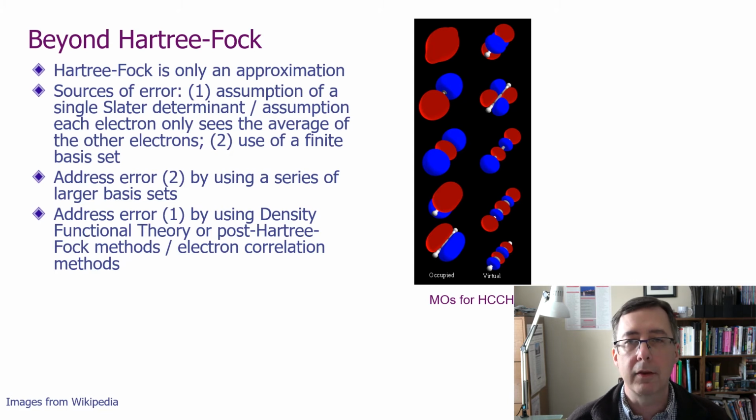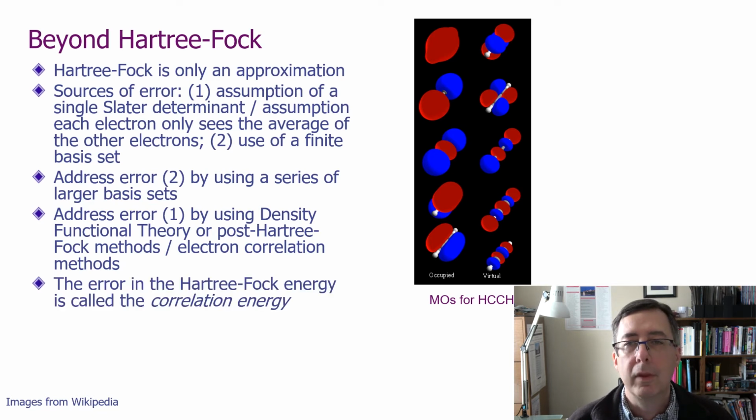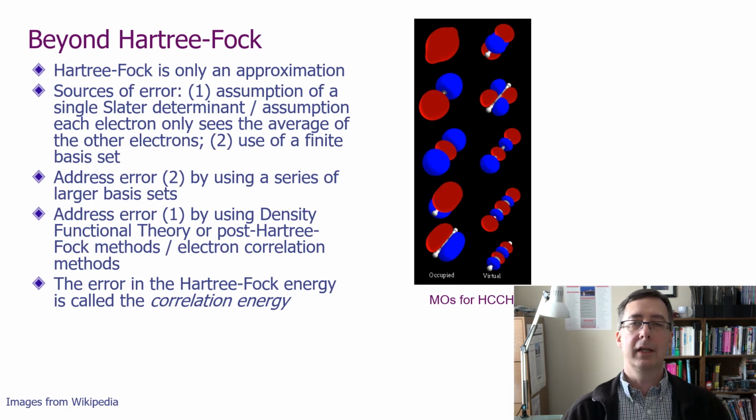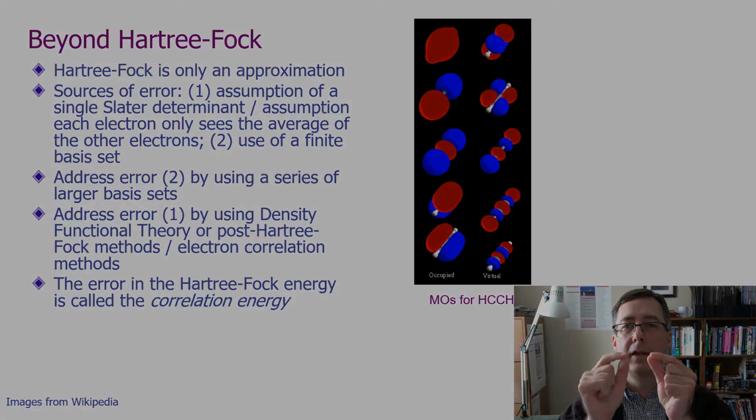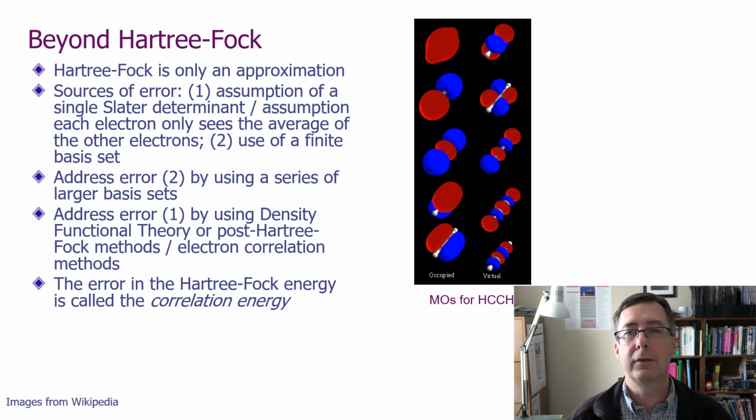DFT certainly can be more accurate than Hartree-Fock, even if it's not exactly correct the way we know how to implement it now. Or you could go to what are sometimes called post-Hartree-Fock methods, also called electron correlation methods. The error in the Hartree-Fock energy is sometimes called the correlation energy, because what you're primarily missing is the fact that electron motions are correlated with each other. What one electron does influences the other electron, and you partially capture that at Hartree-Fock because each electron sees an average of the other electrons, but that's not really enough to fully capture this effect. And the error in the energy is sometimes defined as the correlation energy.